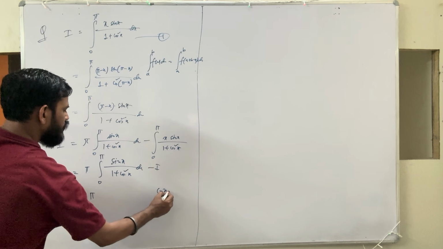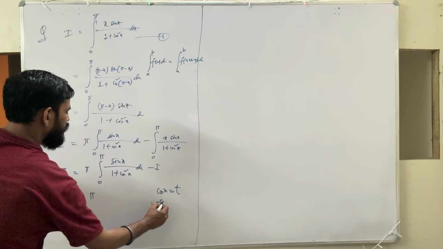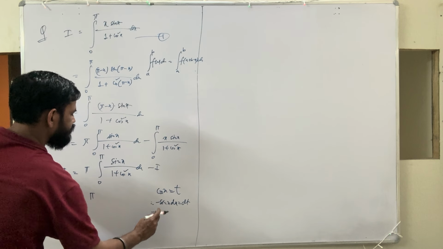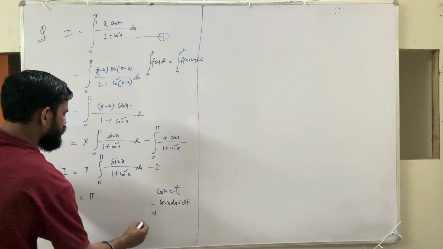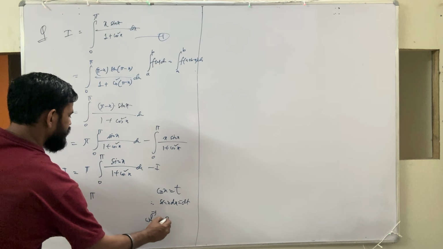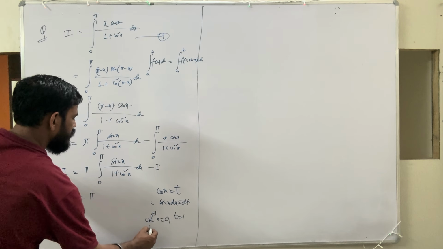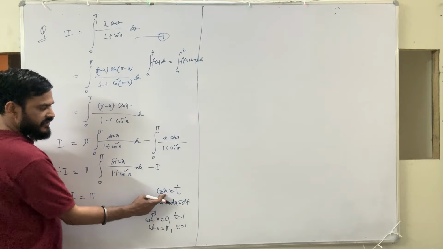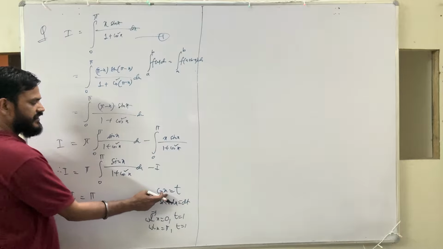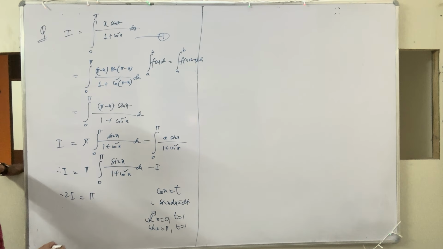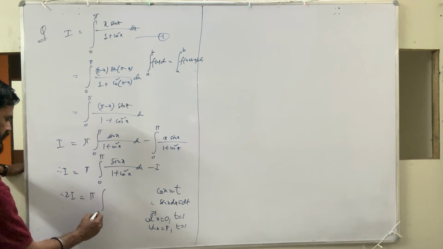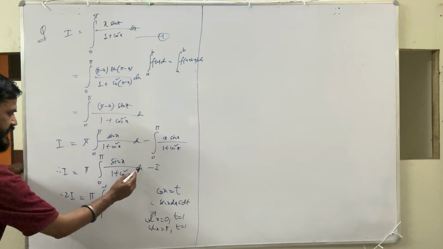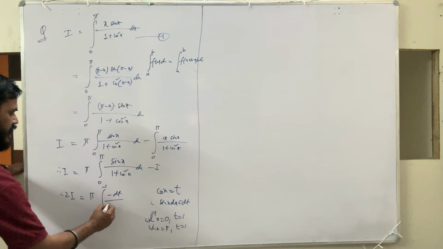Here we take cos x equal to t, therefore minus sin x dx becomes dt. So sin x dx will become minus dt. When x is 0, t is 1. When x is pi, t is minus 1. So we put 0 here in cos x, t becomes 1. When you put x equal to pi, t becomes minus 1. So your 2I becomes integral from 1 to minus 1, and sin x dx becomes minus dt by 1 plus t square.